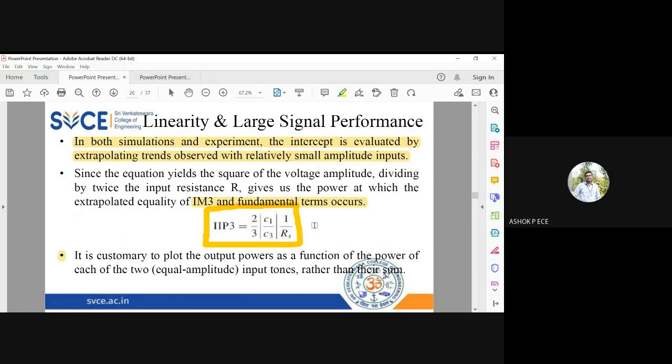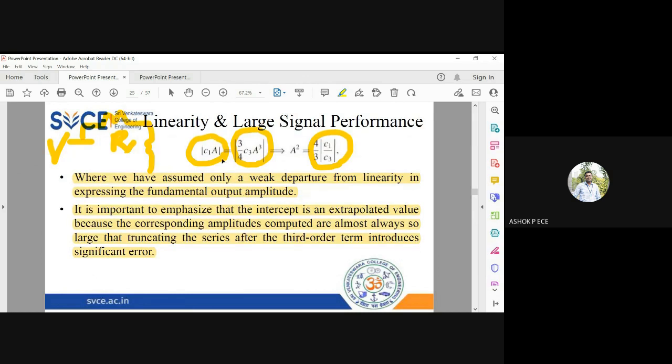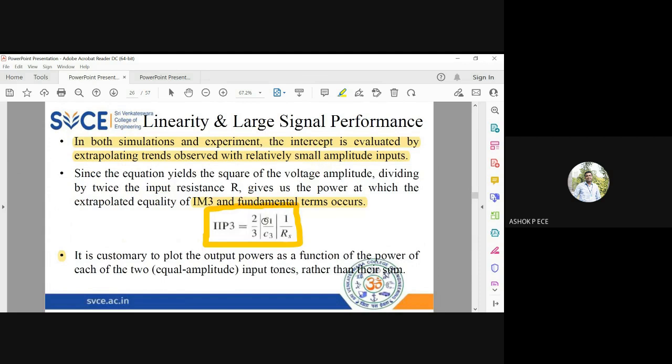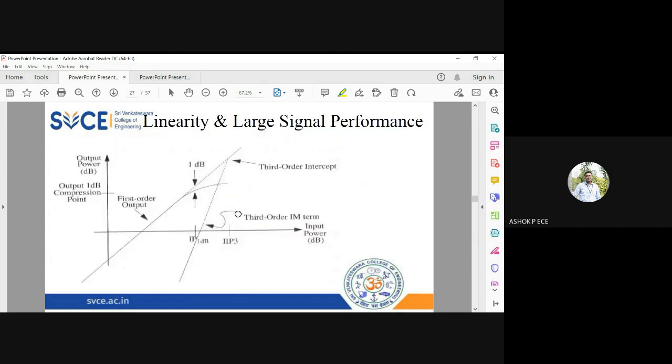So this expression is very, very important. And how did we get this? First, equate the fundamental power equal to the third order IP3 product power. Get the expression for A square. So A square is voltage. I have to divide by RS to get the power. For maximum power transfer, it is not RS, it is RS plus RS. It is going to be 2RS. So I'm going to divide by 2RS. So 4 by 3 C1 by C3 into 1 by 2RS, or I get 2 by 3 C1 by C3 into 1 by RS. Now I'm going to plot this in the form of a graph.